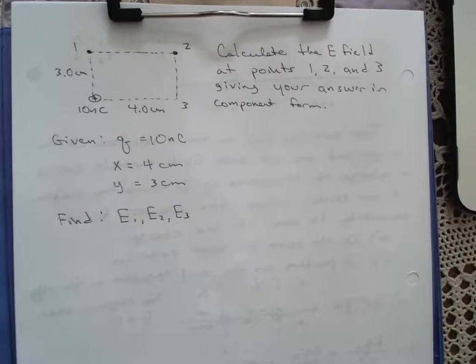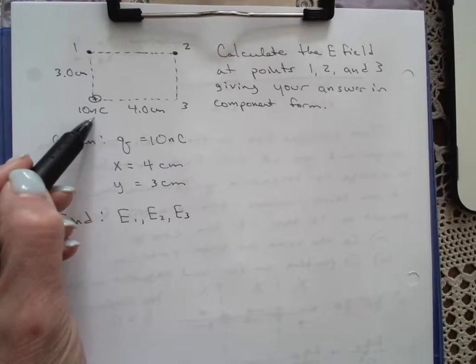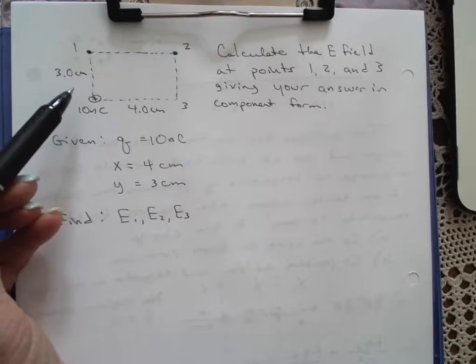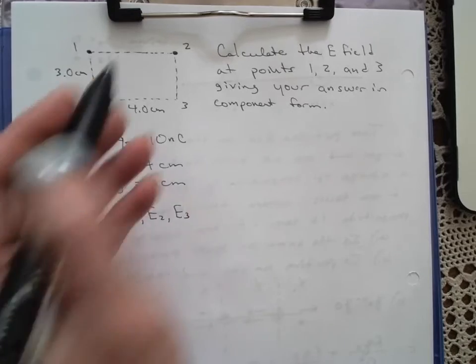This problem says calculate the E field at points 1, 2, and 3, giving your answer in component form. And we're given this figure. So in our figure, we have a positive charge of 10 nanocoulombs. Our y distance to point 1 is 3 centimeters, and our x distance to point 3 is 4 centimeters.